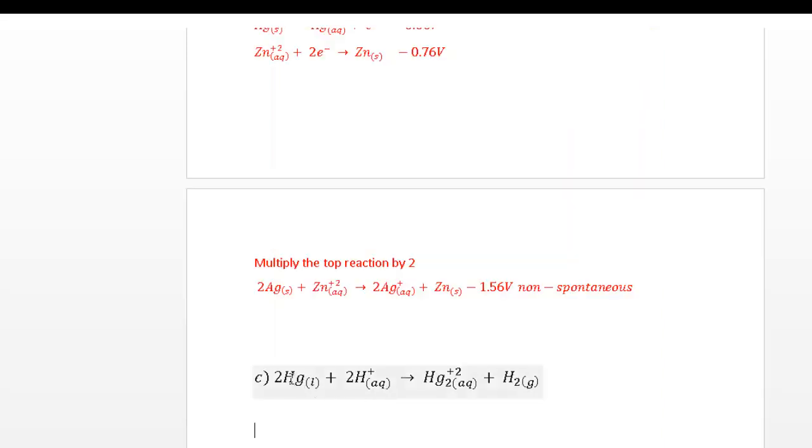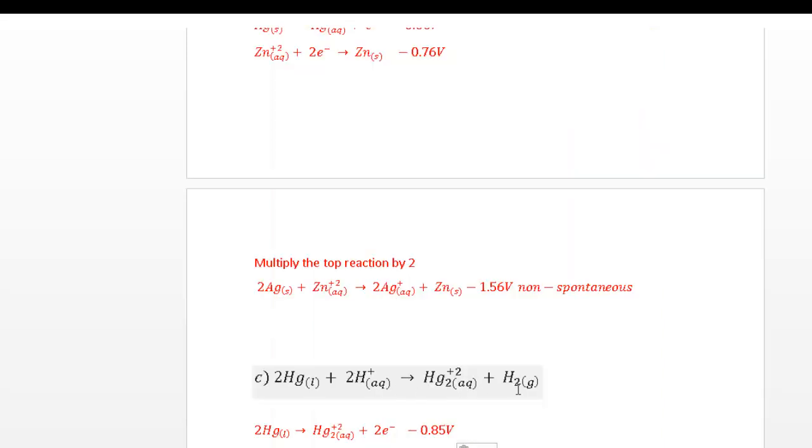For our final reaction here, we have mercury going to mercury plus 2. Notice we balanced this equation here. So mercury liquid going to Hg plus 2. Let's check where that is in our reduction potential table. That's right here. Mercury going to mercury plus 2. That's the flip of what we see here. So that's minus 0.85 volts. We're going to have to flip this. So mercury going to Hg2 plus 2 is minus 0.85 volts.